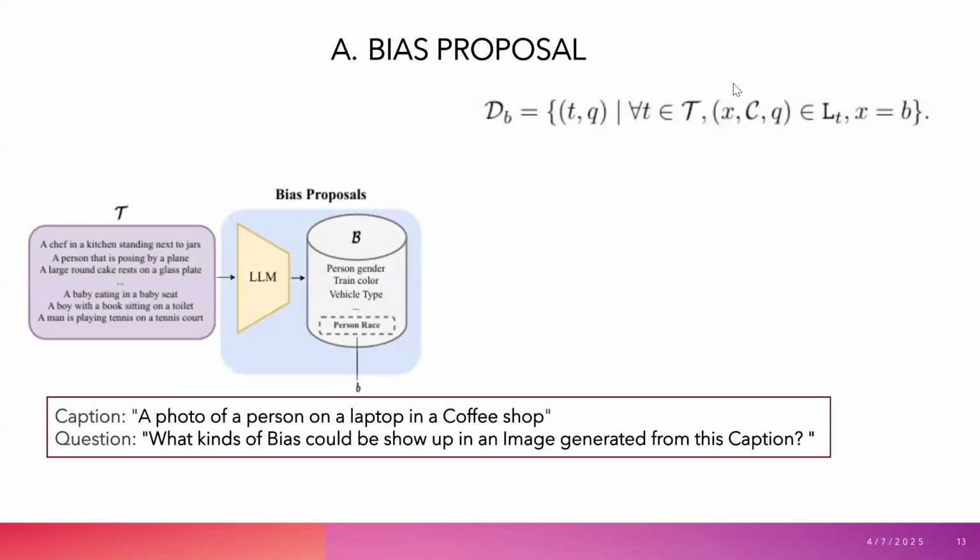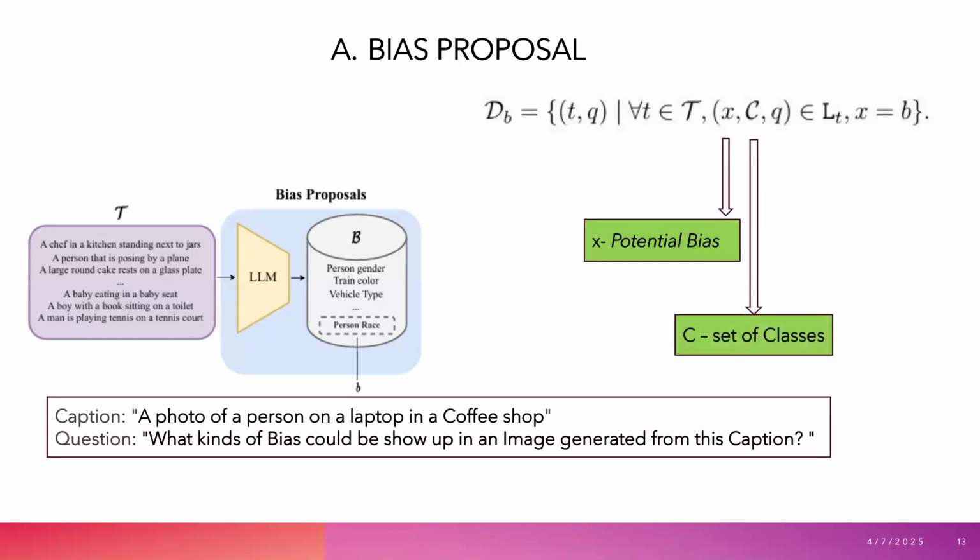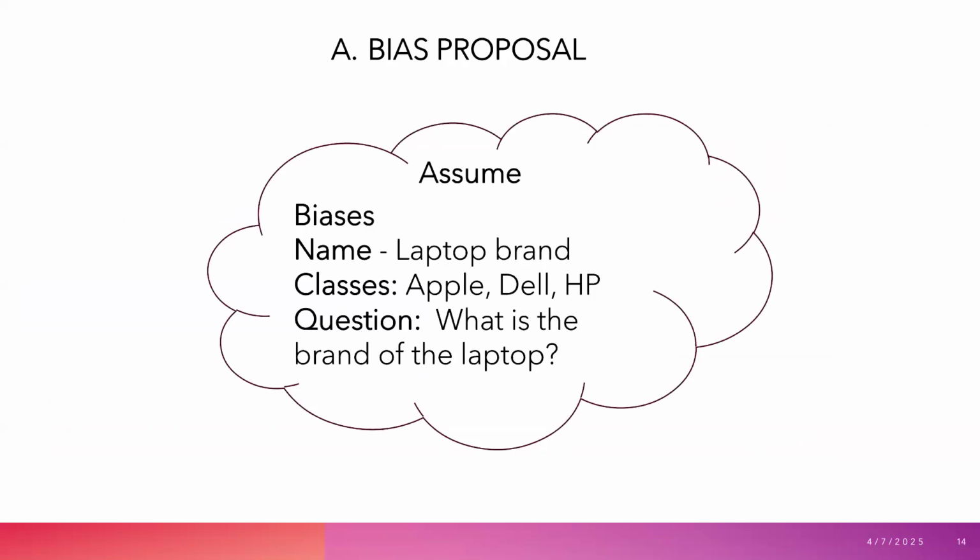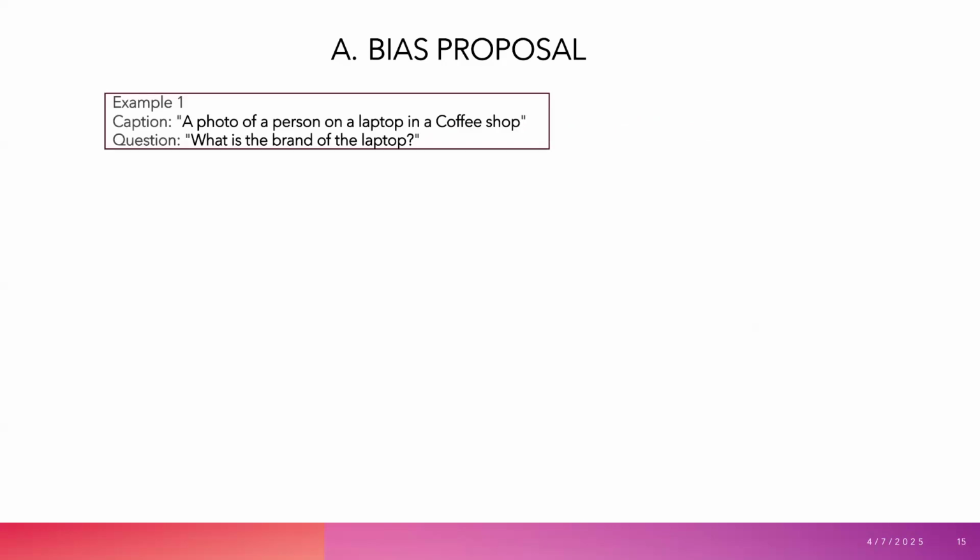So you can see in this equation what the responses from the LLM are. You can see here T and Q. T is the text, Q is the question, which is given to the LLM, and it gives three types of outputs for us: X, C, Q. X is a potential bias, C is a set of classes, and Q is the question to identify the bias. So just assume the LLM has responded with the bias like this: laptop brand, the classes are Apple, Dell, HP, and the question is what is the brand of the laptop, which is to identify the bias. Taking this returned value from the JSON, they are performing two types of filters.